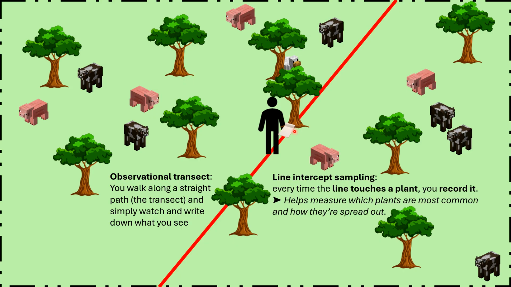And the third method is line intercept sampling, where every time the line touches a plant, you record it, and this helps you measure which plants are more common and how they're spread out.